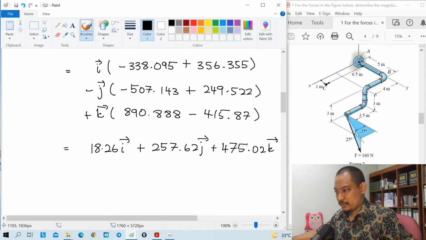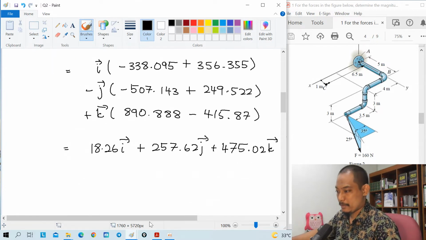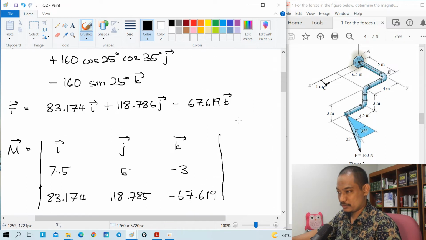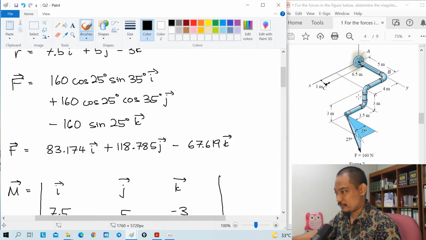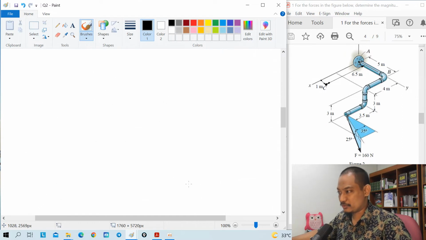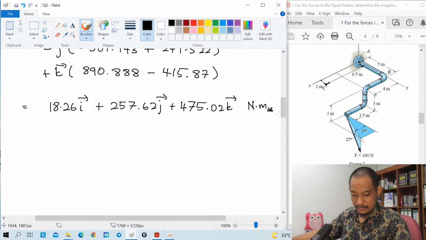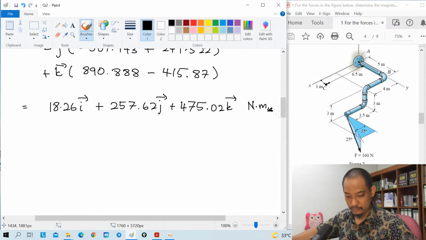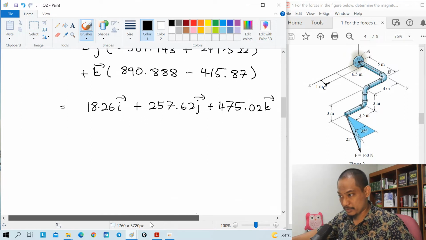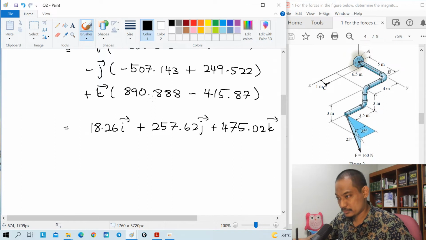The question asks for that one, right? This is the moment about point A, so what's the unit above? For forces it is Newton, and this is meter, so Newton meter, right? Part B. Alright, so that's the answer.